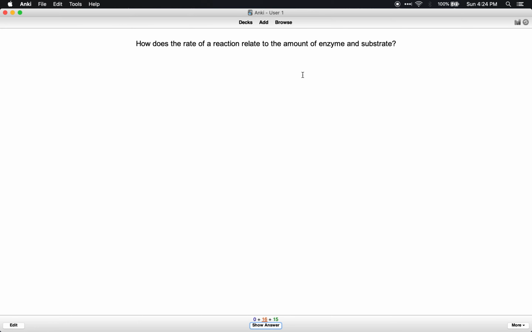How does the rate of the reaction relate to the amount of enzyme? As you add more enzyme, you can increase the reaction rate, but if you keep the enzyme constant, there will be a point called saturation where you add so much substrate that all the active sites are taken up, and at that point Vmax is at the max.